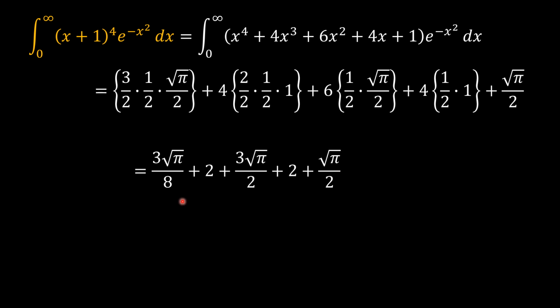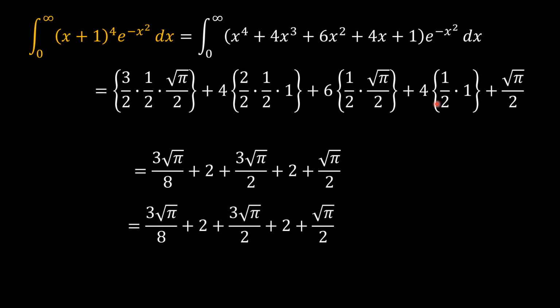So bunching those together with 8 as a common denominator. And then here we have obviously 2, because the 4 in the denominator cancels with the 4 here. And then here we have 2 as well. 4 divided by 2 is 2. So we end up getting 19 root pi over 8 plus 2 plus 2, which is 4. And that was the answer that was being sought for.